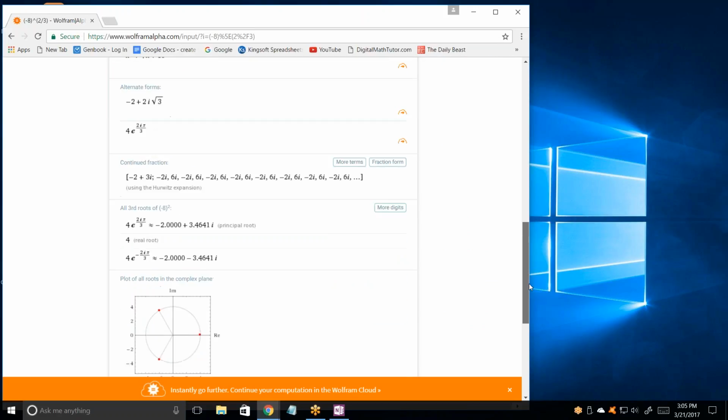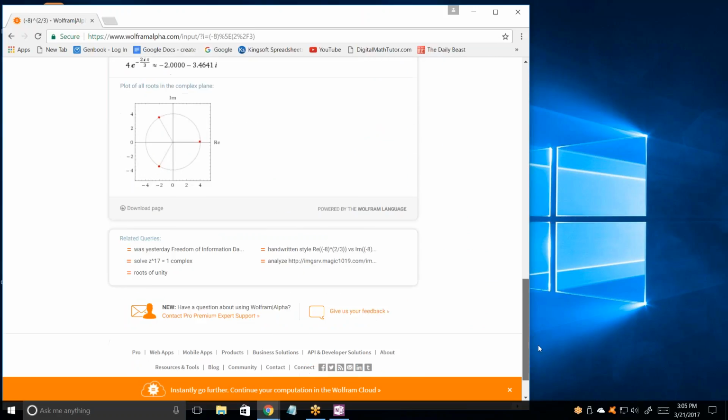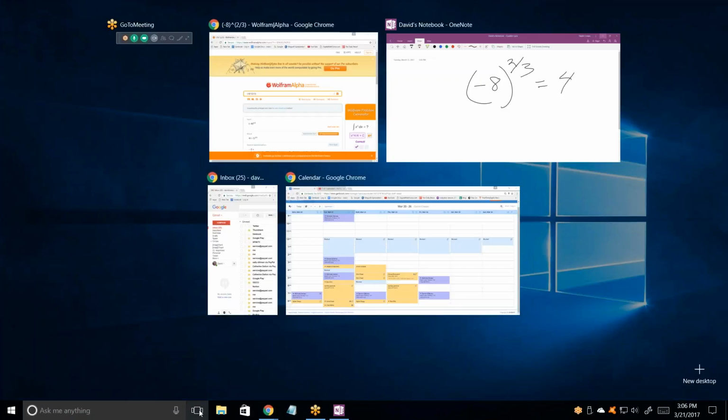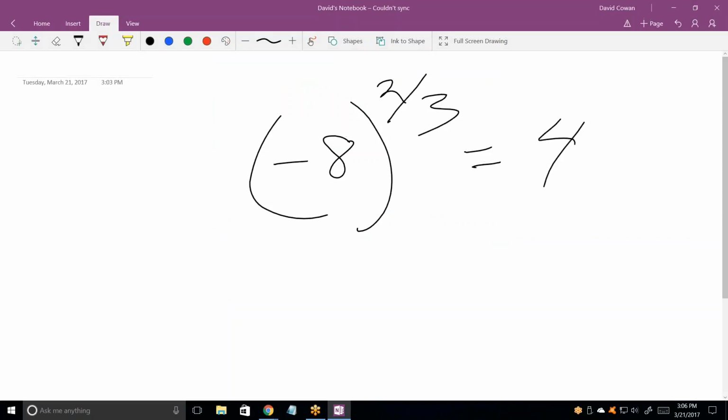And I did some research on this. It turns out that you're not really supposed to take fractional exponents of negative numbers if the numerator is not 1 and the denominator is odd. So this really does not equal -4. You saw the answer on Wolfram Alpha.